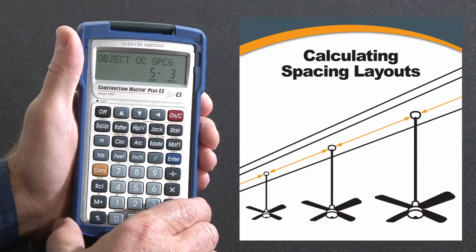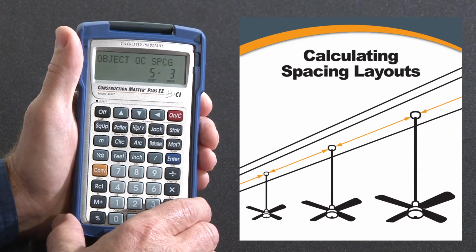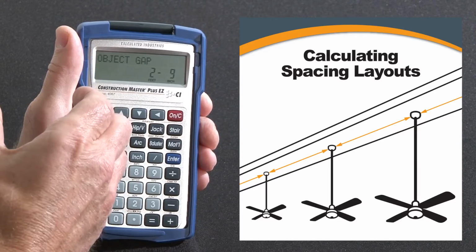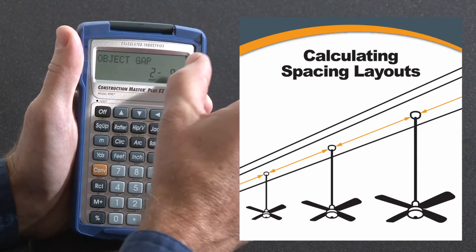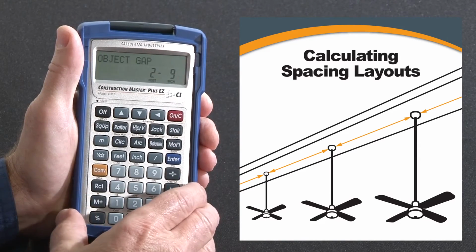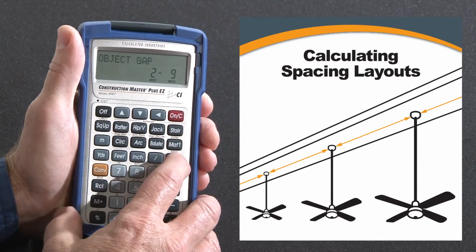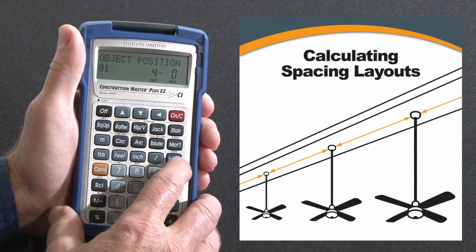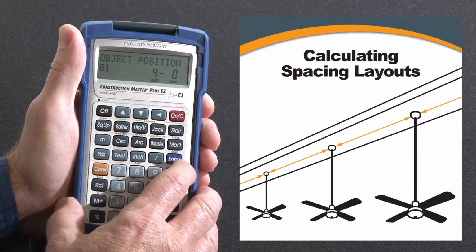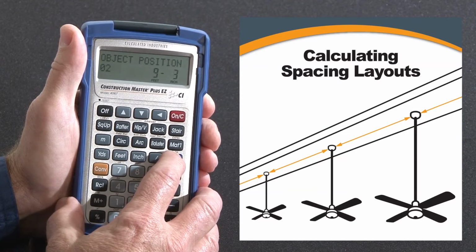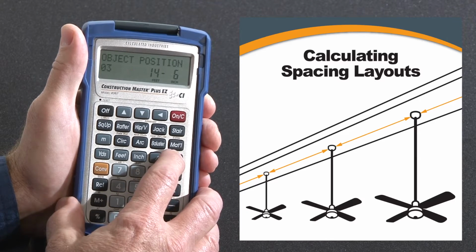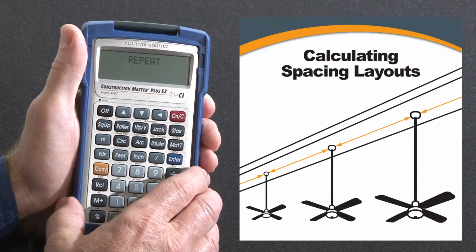So the object on center spacing, they're going to be 5 foot 3 inches on center. The gap between the wall and the first fan, and between the first and second fan and the second and third fan, and the last fan and the wall is all equal at 2 feet 9 inches, equally spaced. The position starting from one wall is going to be 4 feet. That's the on center spot for the first one. The second one is going to be at 9 foot 3, and the third one is going to be at 14 foot 6 for equal spacing.